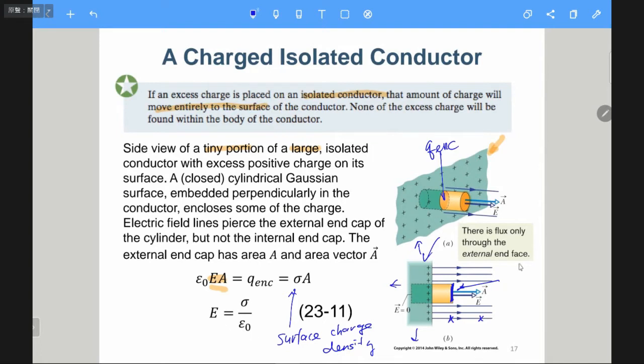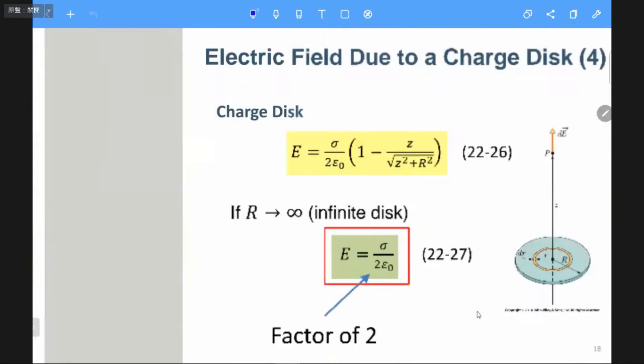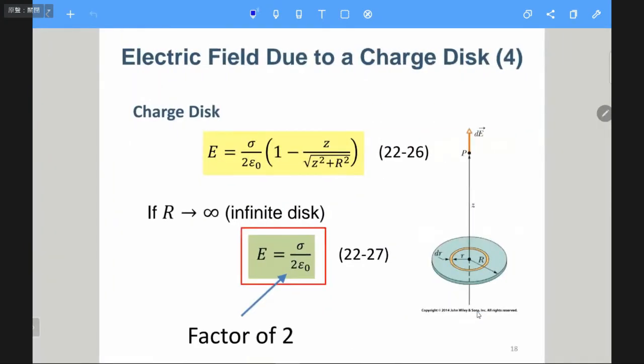So this is a constant E field. Without the prior knowledge that the E field should be uniform over this x-axis, we finally find out that the E field will be uniform. Okay, so now we can recall this page from the previous chapter, which is equation 22-26. We derived it in the previous chapter.